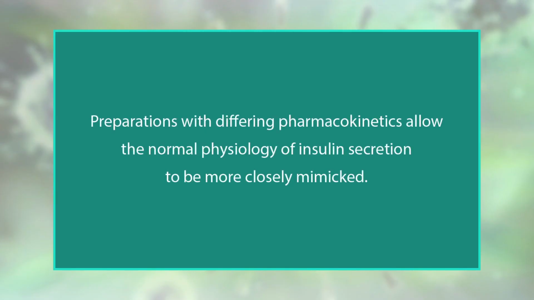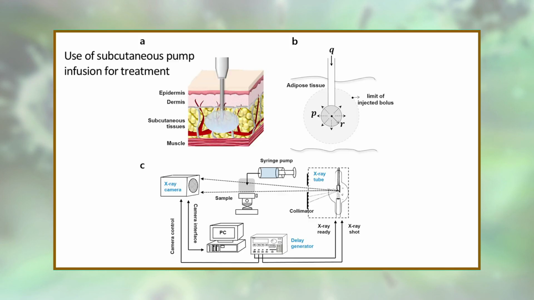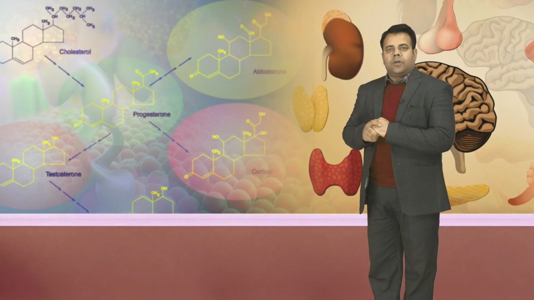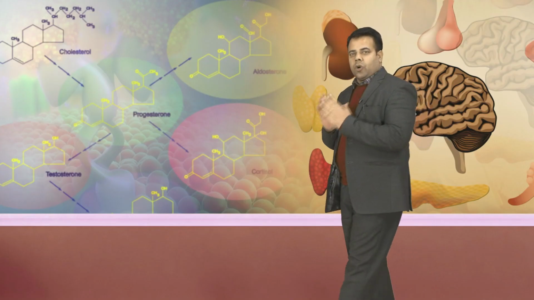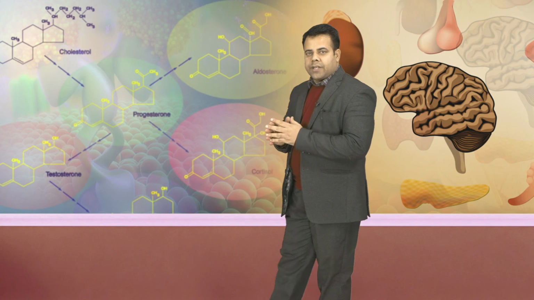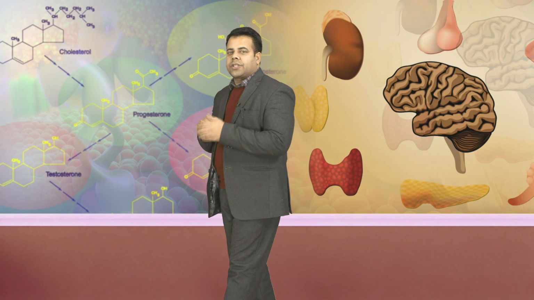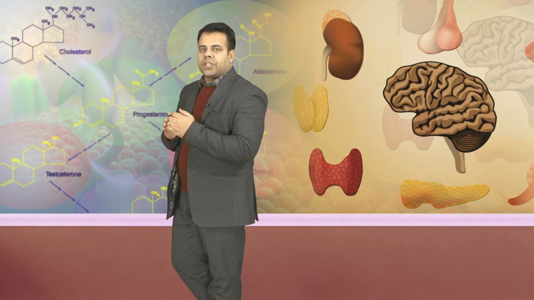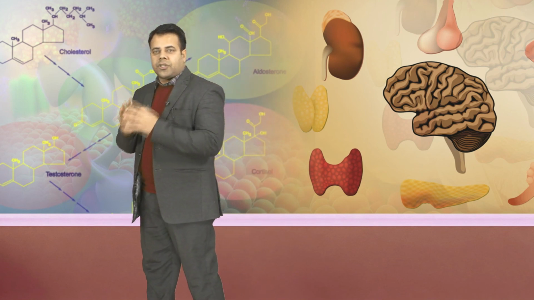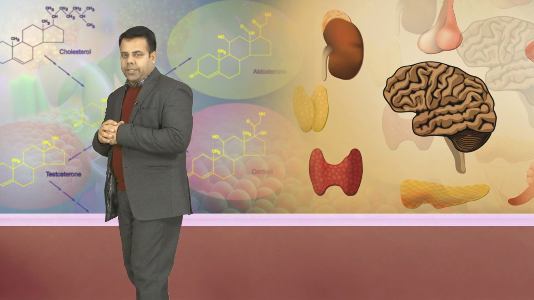Preparations with differing pharmacokinetics allow the normal physiology of insulin secretion to be more closely mimicked. Continuous administration via subcutaneous pump infusion greatly enhances therapeutic effectiveness in carefully selected patients. Closed loop systems in which the dose of insulin could be regularly adjusted depending on blood glucose concentrations are being actively studied. The implementation of such systems in the future would substantially reduce the burden of this disease.